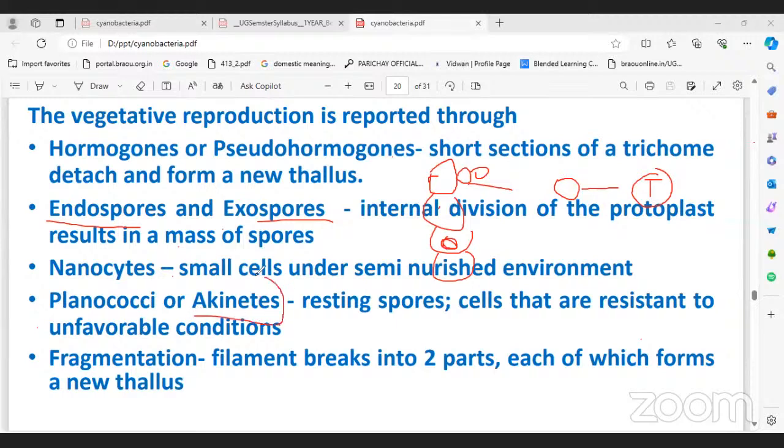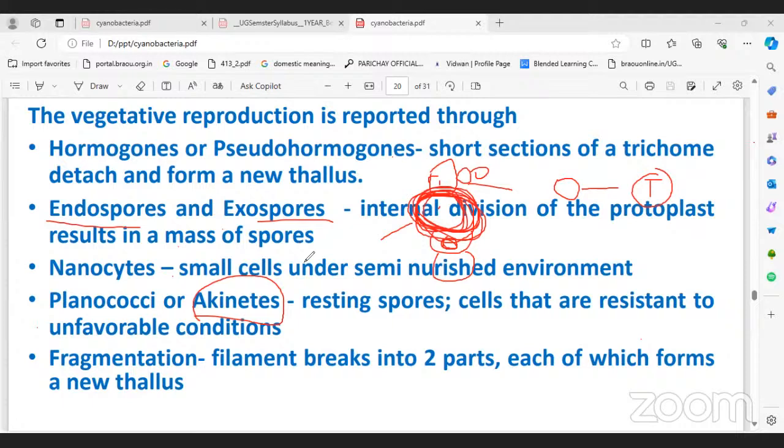So echinate formation occurs during unfavorable condition. What happens? For example, this is the thallus. Any one of the cells develops into a thick cell. After formation, this thick cell is called an echinate. Already told you it is formed during unfavorable condition. In unfavorable condition, all disappear except the echinate. These echinates survive, and when the optimum condition recurs, they germinate into a new thallus. So this is all about asexual reproduction.